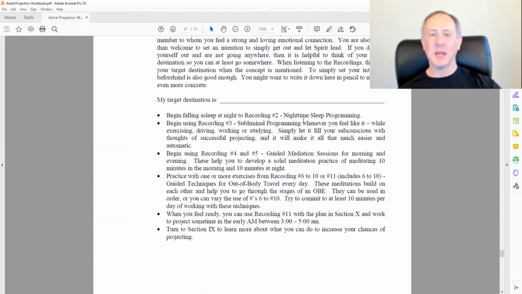So sleep programming at night. Subliminal programming whenever you want. It's just music playing in the background. It's my voice embedded in the music. And it's going to say things like, tonight you leave your body safely, you only encounter beings of light and love, you return slowly and consciously, all that good programming. It will be in the subliminals.